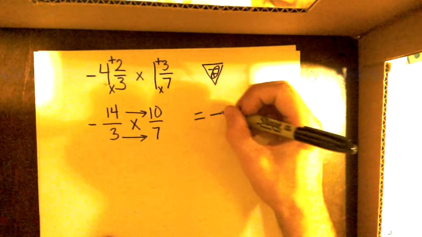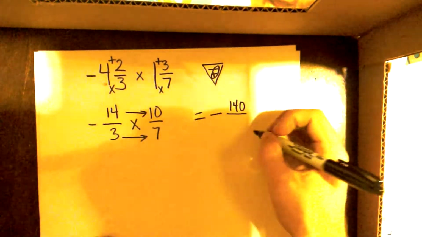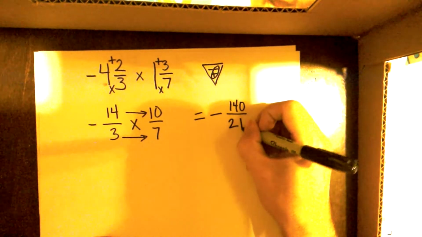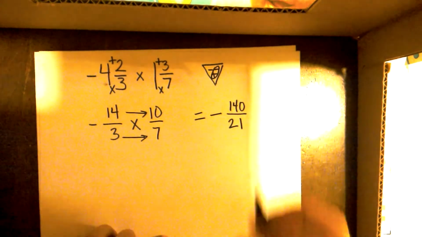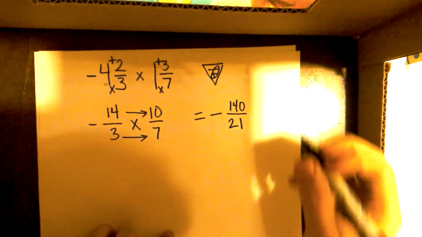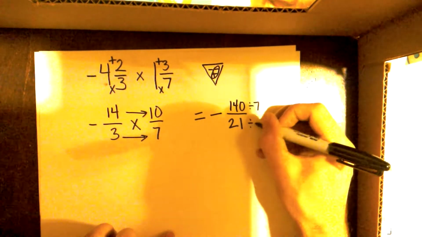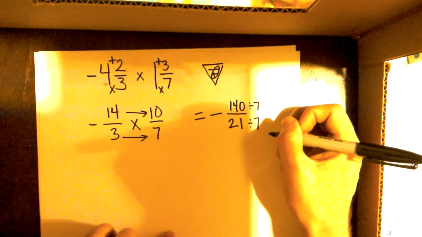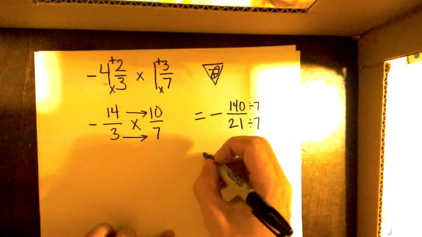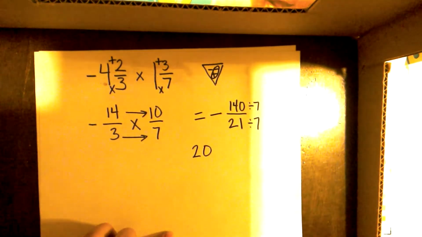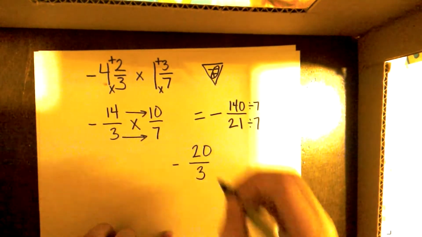So 14 times 10 is going to be 140. 3 times 7 is 21. I know that I can reduce this by 7 because 14 divided by 7 and 21 divided by 7 works. I'm going to go down here. 140 divided by 7 is 20, or negative 20. 21 divided by 7 is 3.